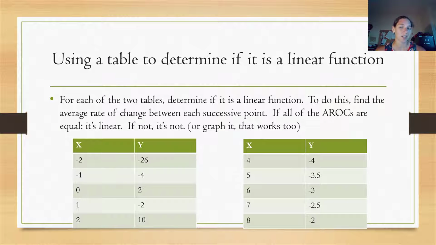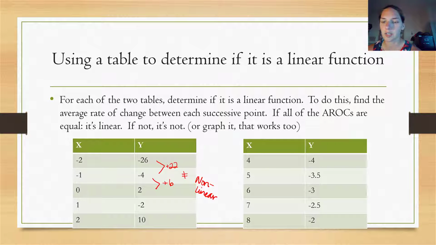So we're going to use a table to determine if it's a linear function. For each of these tables, we are trying to figure out if it's linear. To be linear, the average rate of change needs to be the same across the board. If it's not the same, then it's not linear. From negative 26 to negative 4, we've gone up 22. But from negative 4 to 2, we've only gone up 6. Those are not equal, so non-linear.